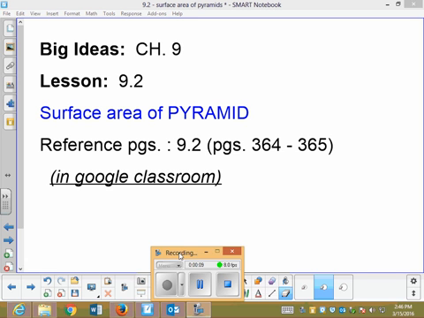Reference pages can be found in your Google Classroom 9.2, pages 364 to 365. Again, in this chapter, there's going to be lots of formulas for you to use and calculate, so make sure you copy down all the formulas that I give you in this chapter, okay?